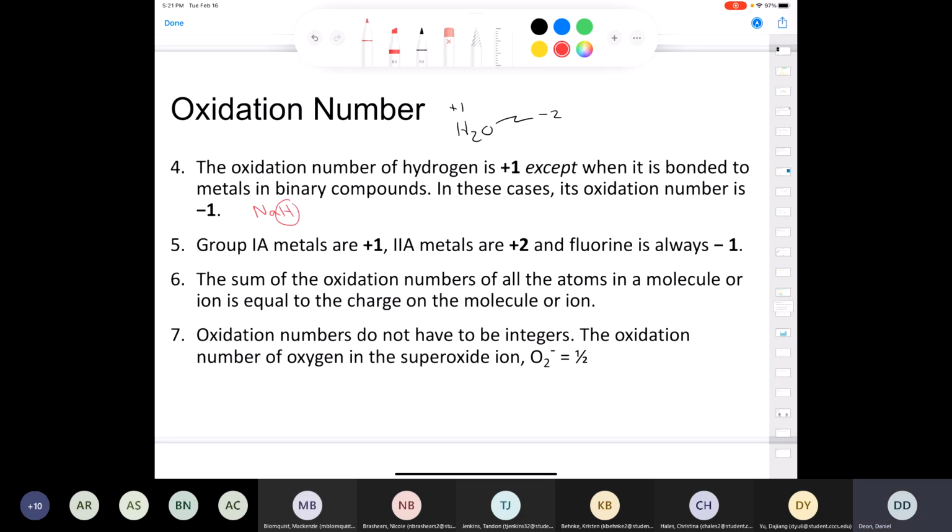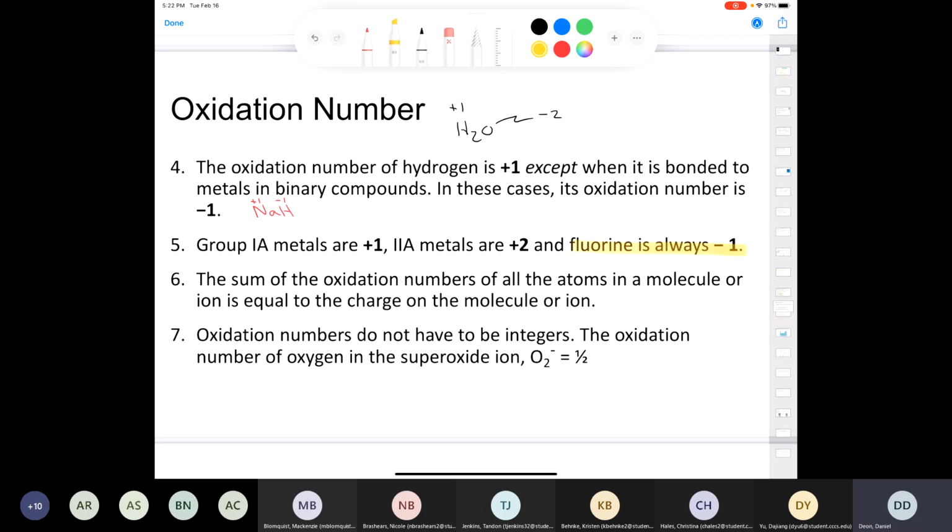Okay, so here you have hydrogen combined with a metal. And we know that since sodium is in group 1A, it's +1. Well, in this case, hydrogen would be -1. Okay, rule number 5: group 1A metals are +1, group 2A metals are +2, and fluorine, this is a great rule, fluorine never changes. It's like death and taxes. It's always -1, okay? No exceptions to the fluorine rule.